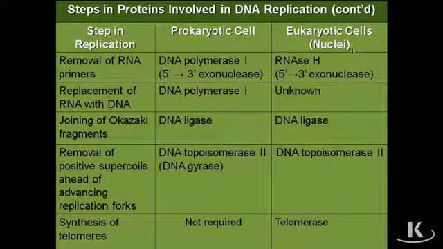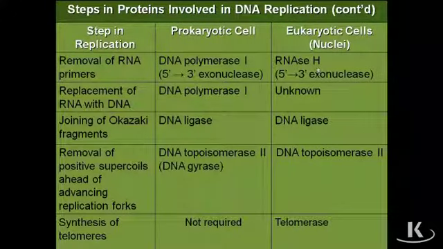Furthermore, in prokaryotic cells and in eukaryotic cells, the primers have to be removed. In prokaryotes, there's a DNA polymerase I activity that does this. It has the 5' to 3' exonuclease activity, which can gobble up the nucleotides as it lays down new nucleotides. Whereas in eukaryotes, there's an RNase H enzyme, which does the same thing.